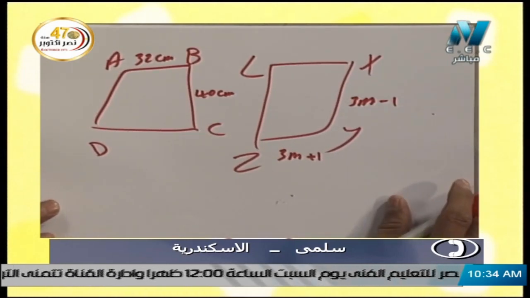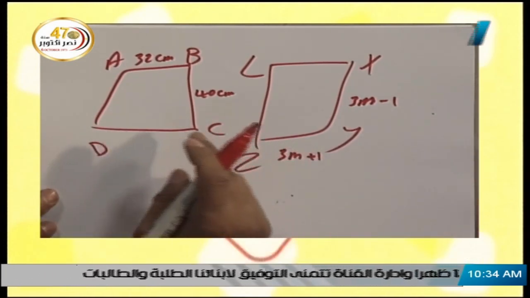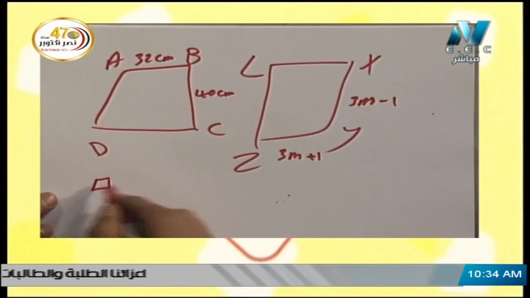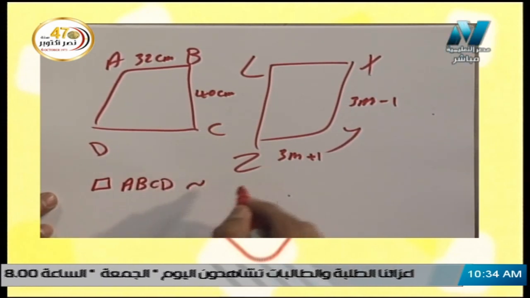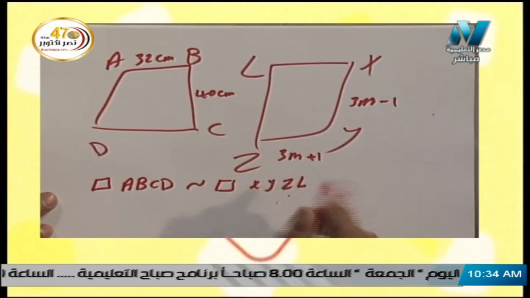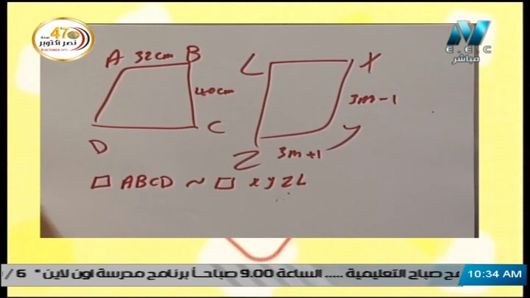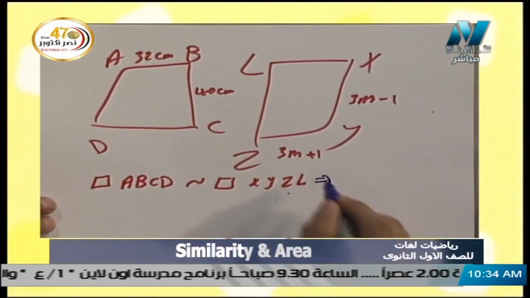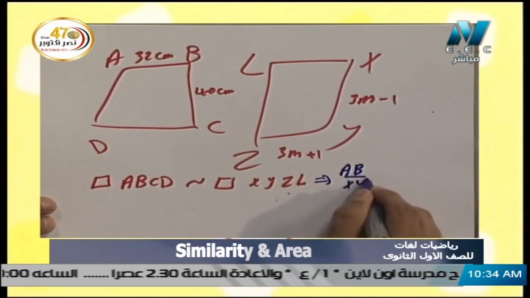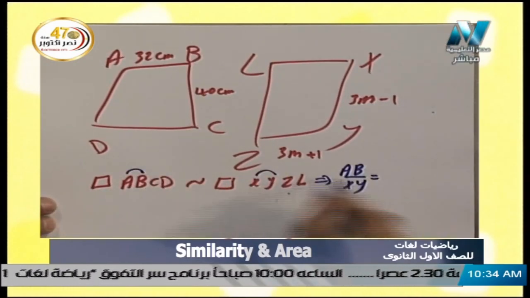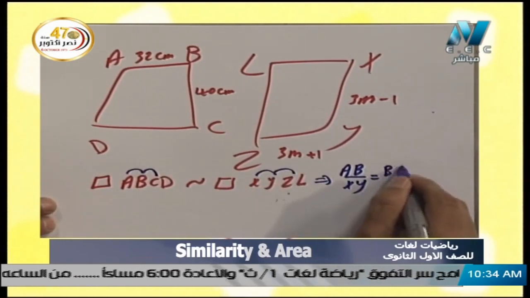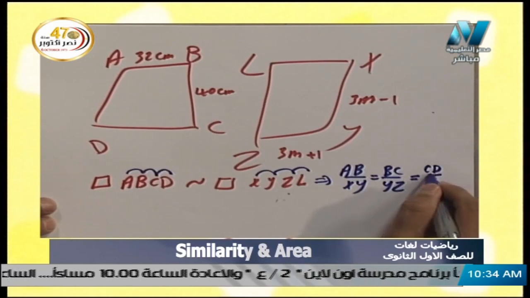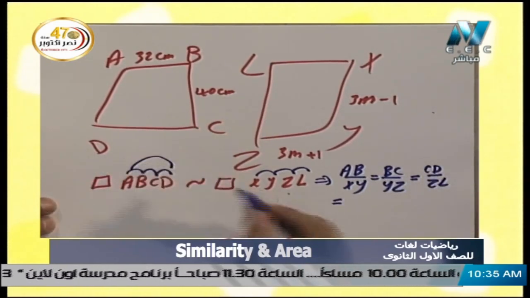Look, kids, this is a question about the similarity of two polygons, and Salma says that polygon ABCD is similar to polygon XYZL. When we make this arrangement, we can deduce that AB over XY equals BC over YZ equals CD over ZL, also equal to AD over XL.